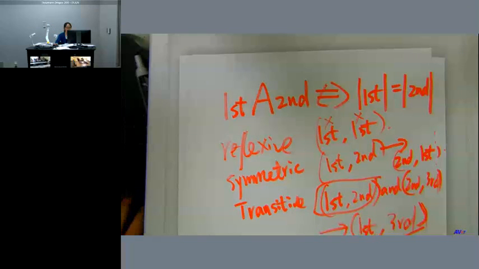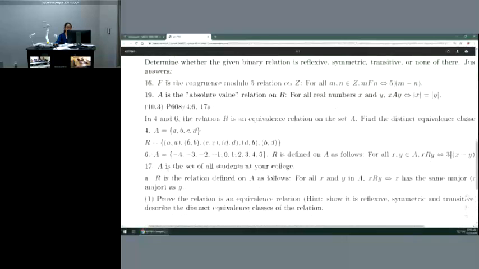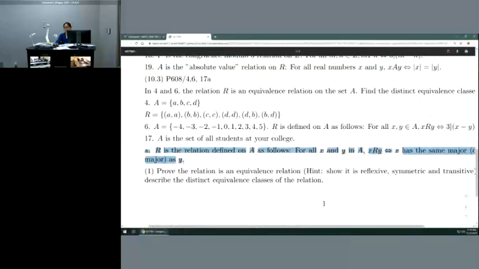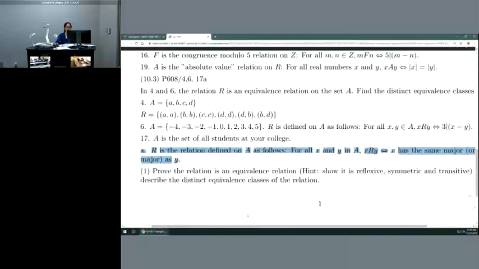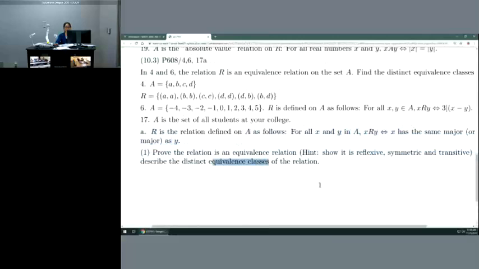Now we can move on to the last section. Number 17, we already talked about last week. I'm sorry, this is not number 17. Under 10.3, the problem I need to go over is point 6. 17, part A, we already talked about that. The major relation. So something new for this section is to find the equivalence classes.